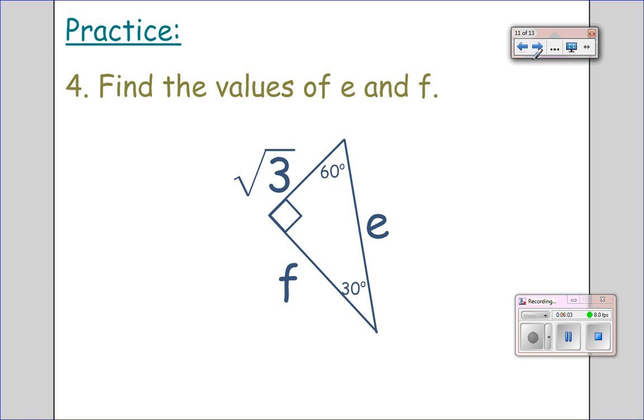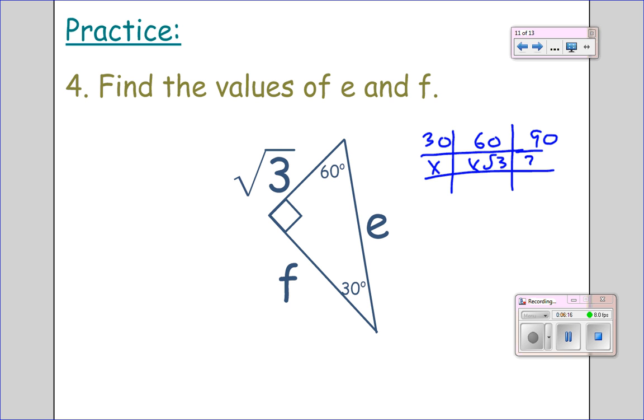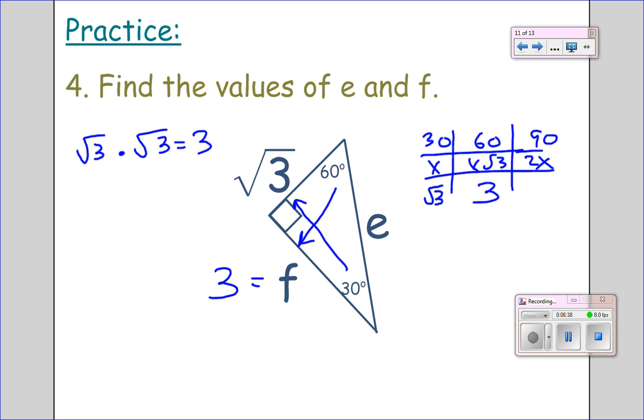Okay, try this one out. All right, let's make our chart. See how you're doing with this. All right, we are given the 30 side. Now, how do you go from 30 to 60? Well, you got to multiply it by the square root of 3. The square root of 3 times the square root of 3, if you remember correctly, when we multiply a square root with the same number, the square root just goes away. So the 60 side, which is f, equals 3.